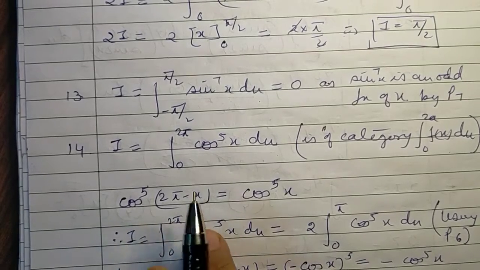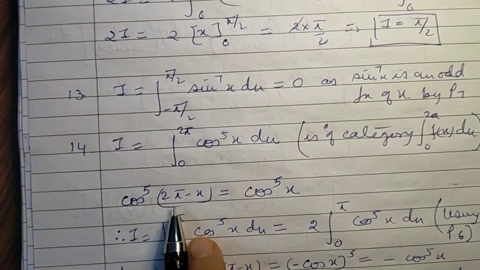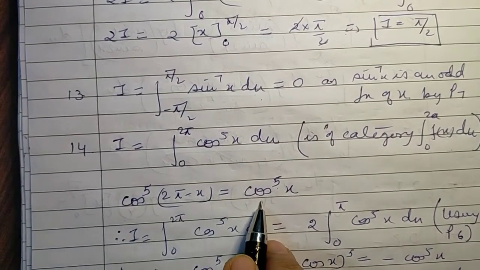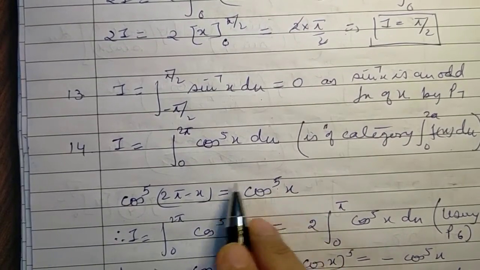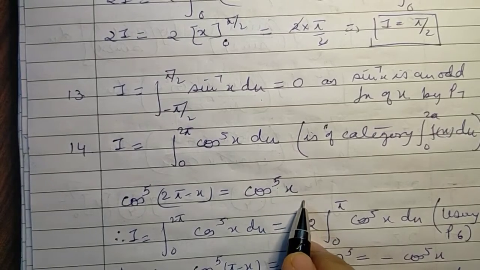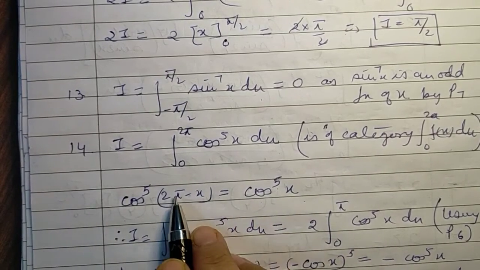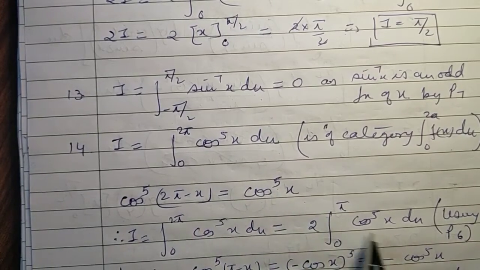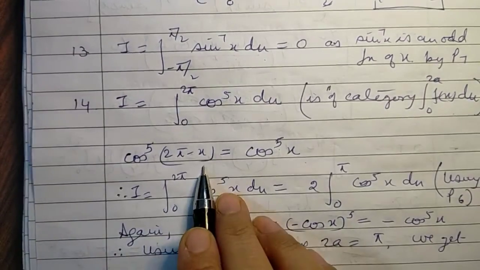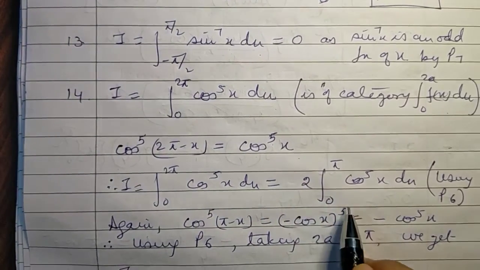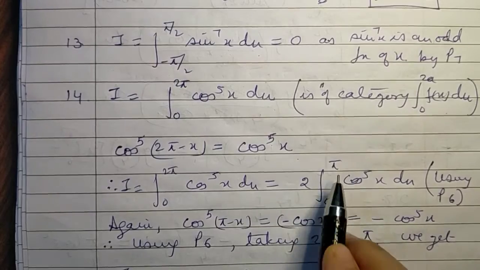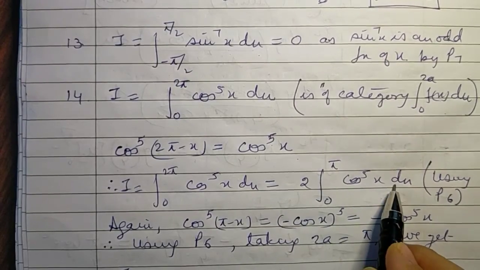So what do we get? Cos raised to 5, 2 pi minus x. We know cos of 2 pi minus x is cos x, so raised to the power 5 will also be cos raised to power 5x. Since f of 2a minus x is equal to f of x, by property P6 this integral will be twice of, now the limits get reduced to 0 to a, which is 0 to pi, cos 5x dx.